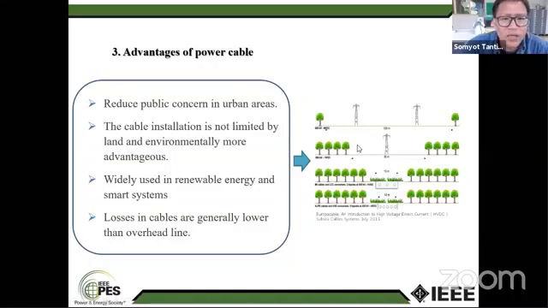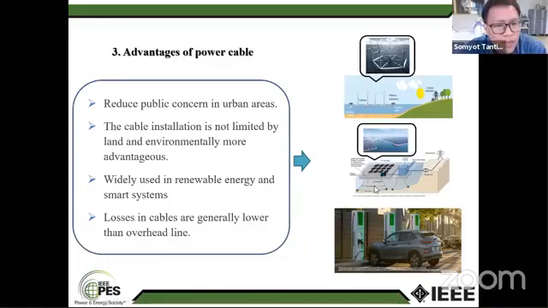And then the cable installation is not limited by land and environment. As you can see from the right picture, when we use underground power cables, the right of way will be reduced in distance. And then the power cables are also widely used in renewable energy and smart systems. As you can see from the right picture, the cable system is used for wind farms, solar farms floating on the sea, and also in EV stations. The last thing is that the losses in power cables are generally lower than in overhead lines.